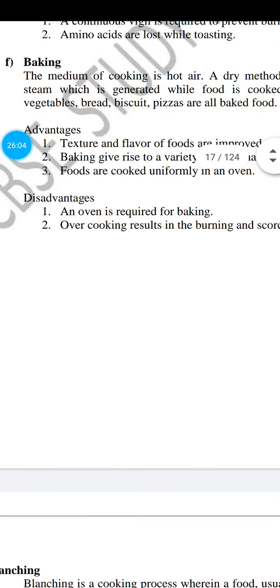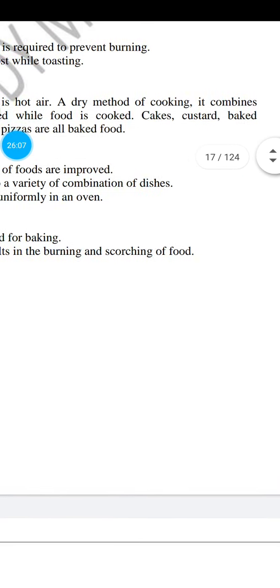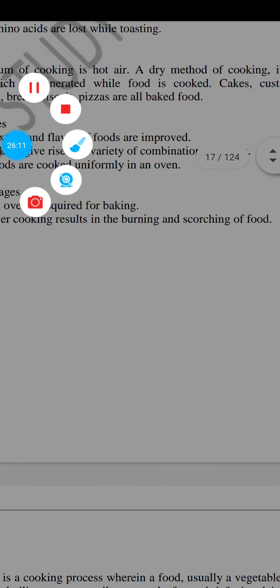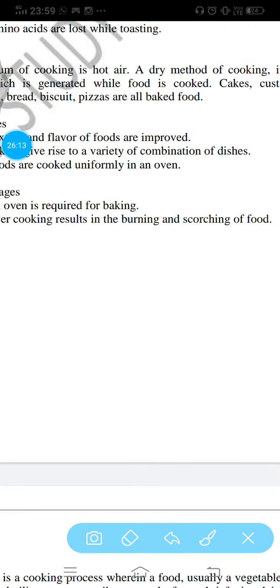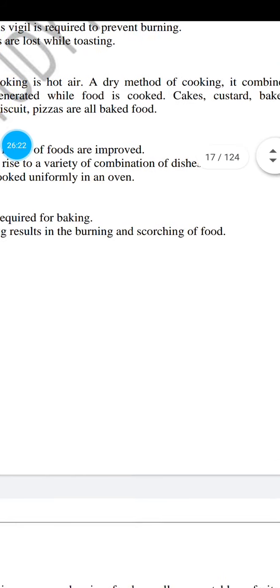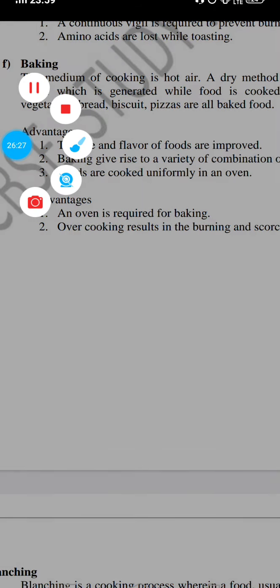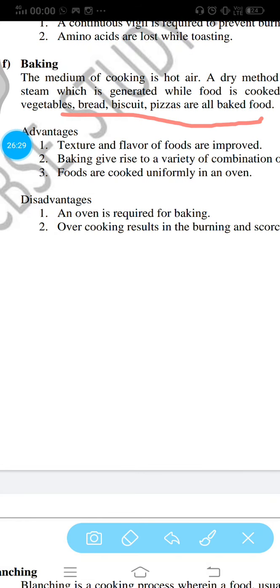Baking, the medium of cooking is hot air, a dry method of cooking. It combines steam which is generated while the food is cooked. The steam that is generated at the time of cooking the food, with that itself we cook the food. That is the method of cooking and that is called baking. Here cake, custard, baked vegetables, bread, etc. are baked, and I think you all are fond of this kind of baked food products like pizza, biscuit, bread, vegetables. All these things are there.